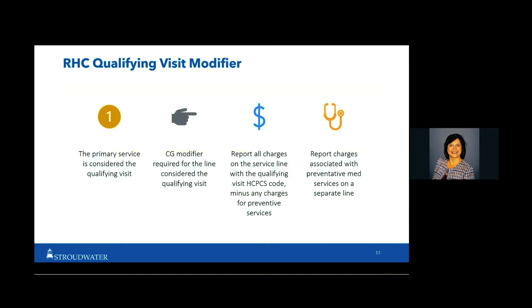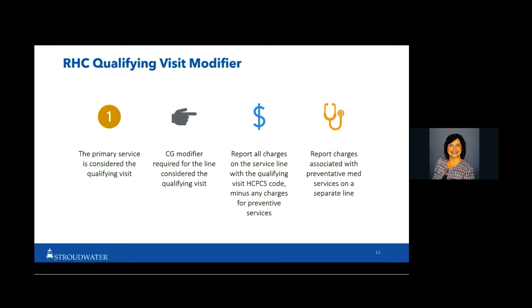Now, with an RHC, you have what's called a qualifying visit. That's the primary service that's being performed at your rural health clinic. And so the primary service is considered a qualifying visit. There is a specific modifier, the CG modifier, that is required for the line that's considered the qualifying visit. So before, when I said you're going to need a revenue code that says this is related to a rural health clinic, you will also need that CG modifier.